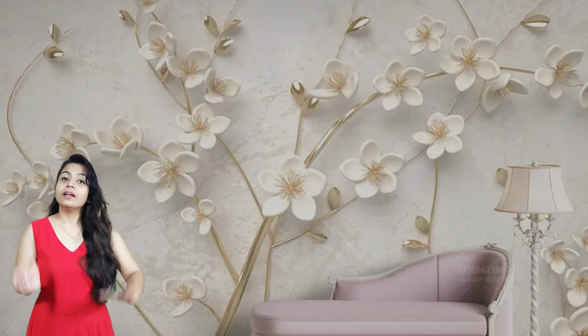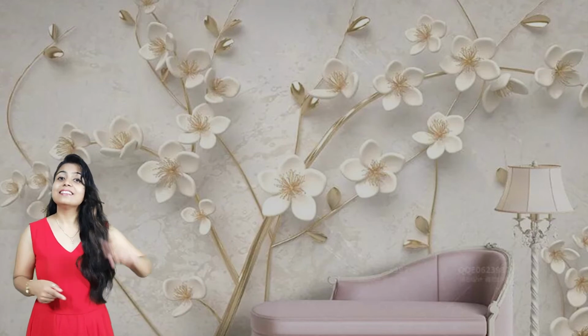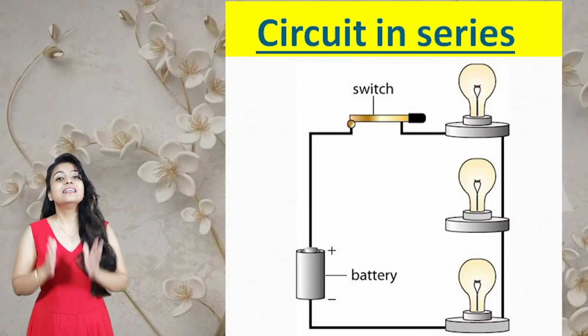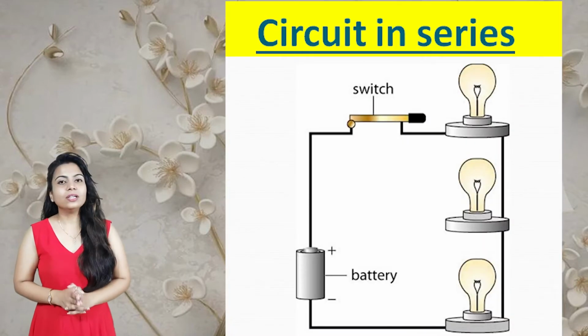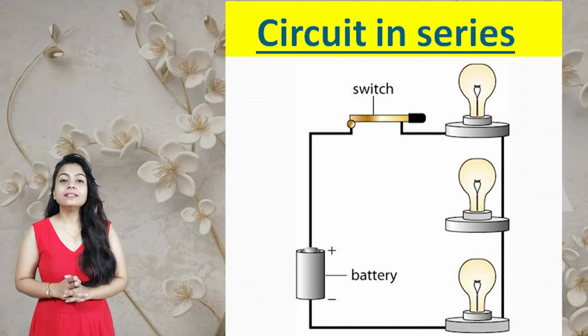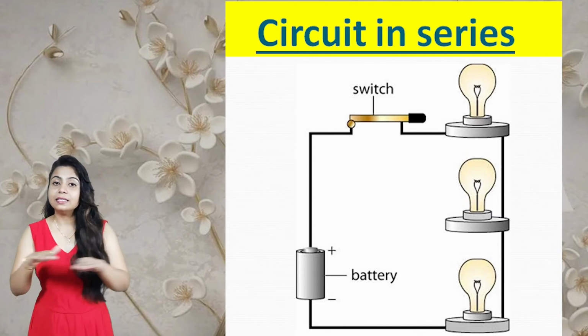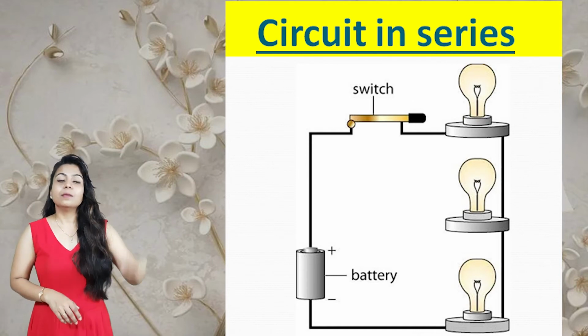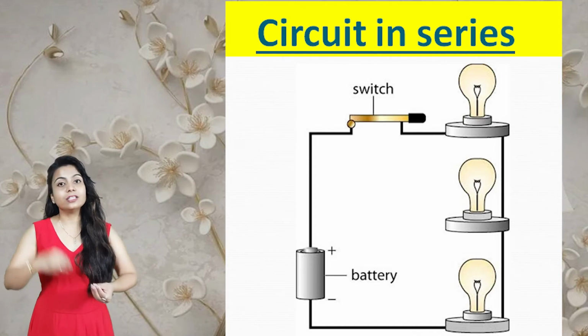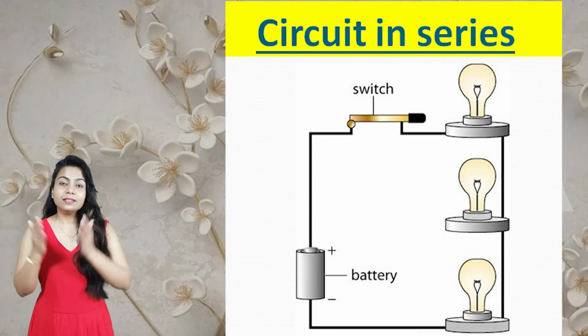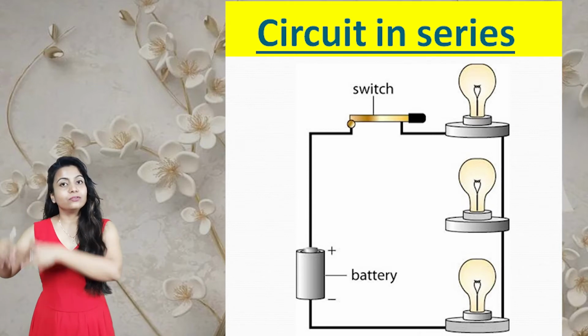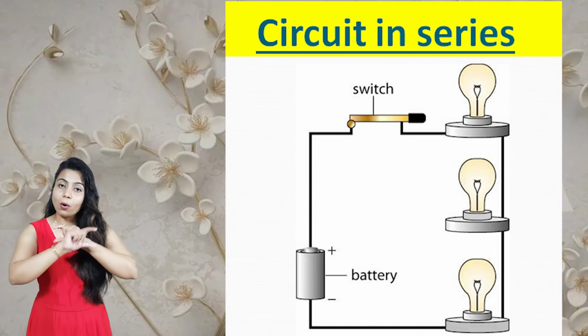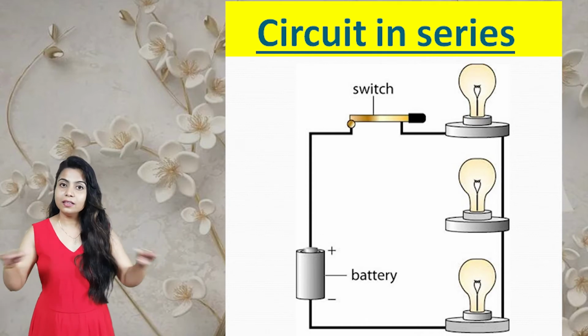Now coming to the types of electric circuit. On the basis of the arrangements of the cells and bulbs, circuits are of two types, that is series and parallel. So let's discuss first of all the series circuit. Actually in a series circuit, all the cells and bulbs are connected in a series, in a straight line we can say. Means the positive terminal of one is connected to the negative terminal of the other, and similarly negative to positive, then positive to negative. In the same way all are connected in series and in a straight line.